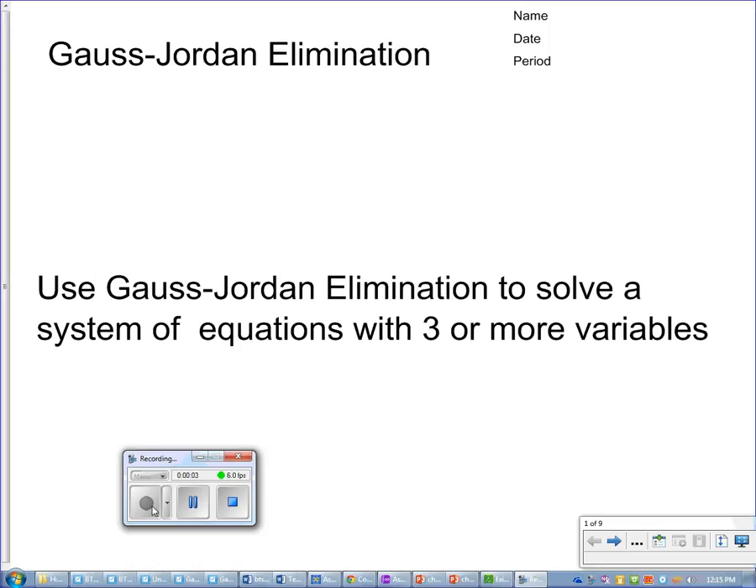Welcome to your notes on Gauss Jordan elimination. Make sure you've set up your paper. You've got your name, date, class period in the top right-hand corner. You've got your title, Gauss Jordan elimination.